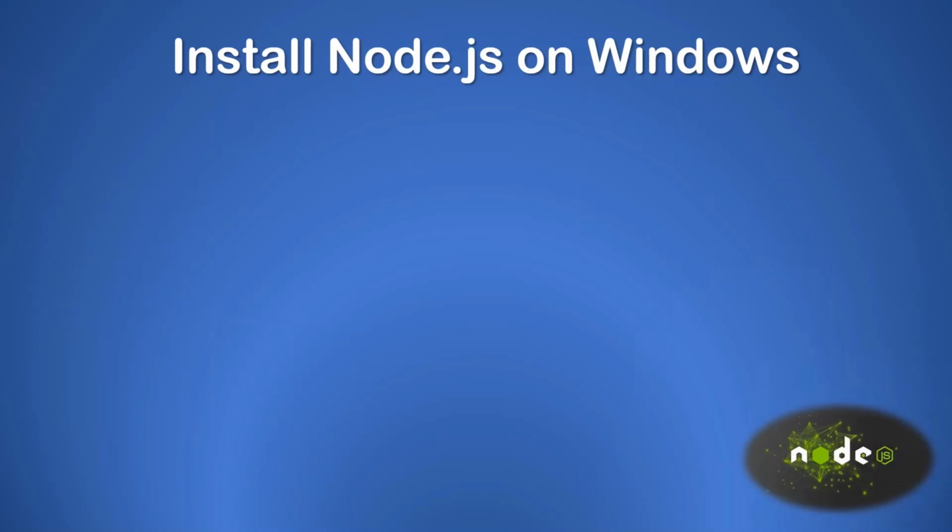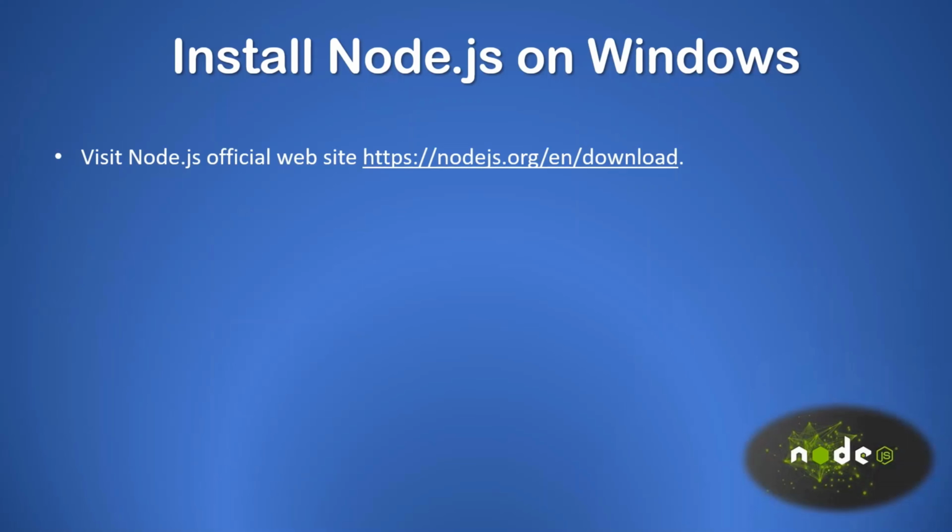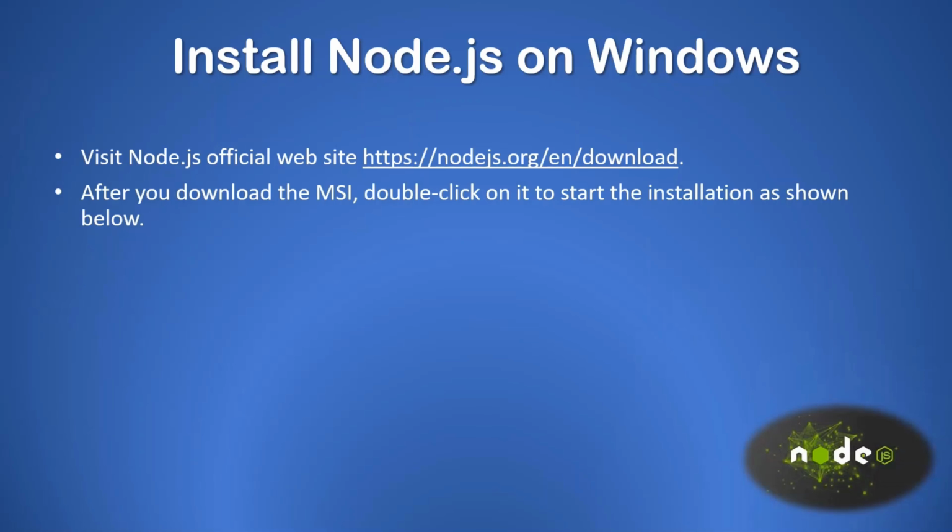Okay, so now let's try to understand how we can set up Node.js on Windows. On the Node.js official website, the link has been given here, we need to navigate to this link, and we will be able to download the required MSI for your Windows version. When you navigate here, it automatically tries to detect the OS, and it will give you an option to download.